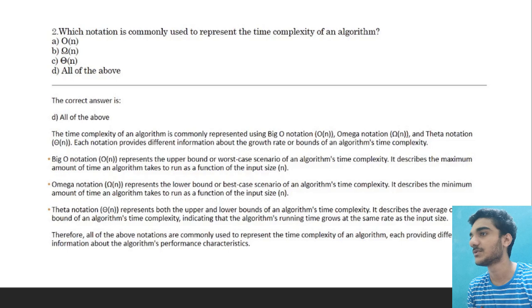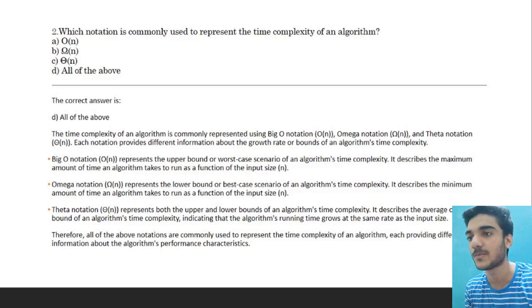Question number 2. Which notation is commonly used to represent the time complexity of an algorithm? The correct option is all of the above. The time complexity of an algorithm is commonly represented using big O notation, omega notation, and theta notation. Each notation provides different information about the growth or bounds of an algorithm's time complexity.